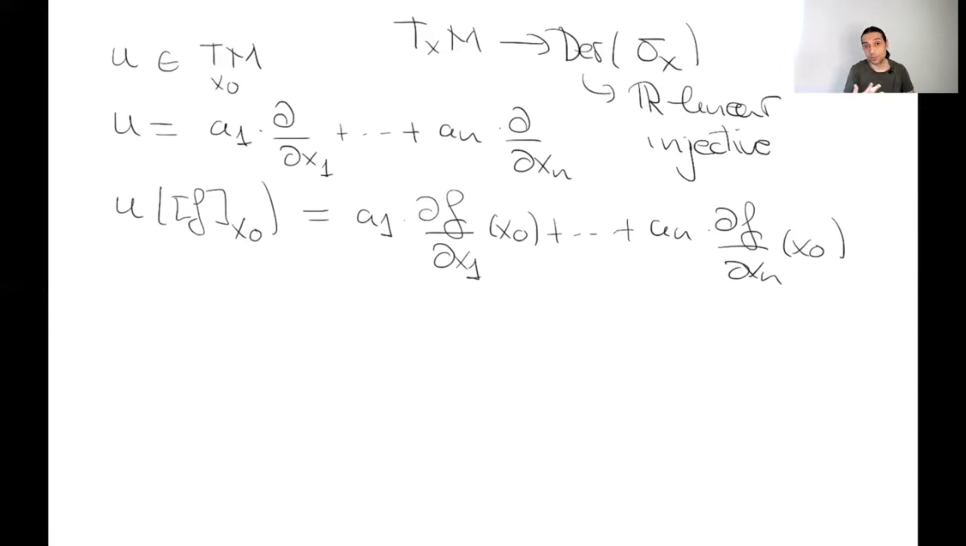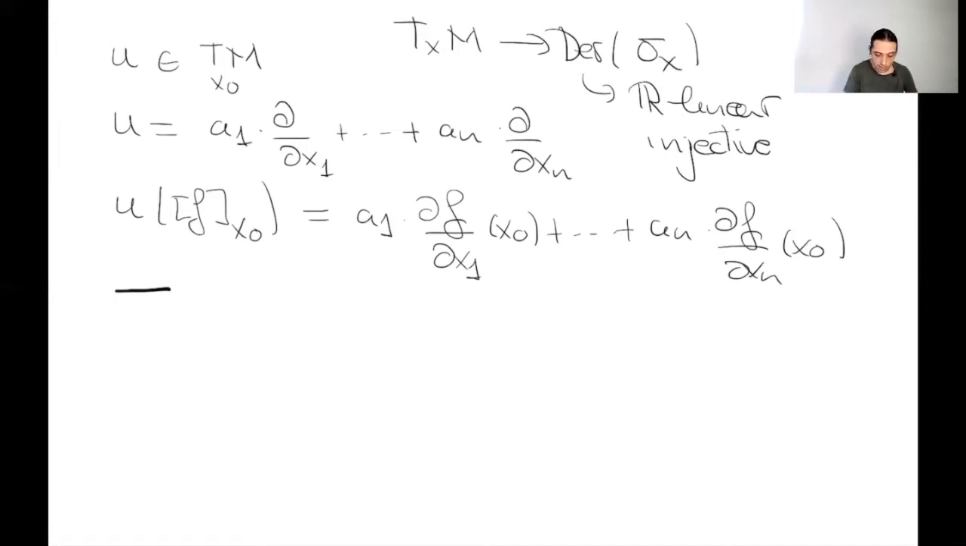But what we need to show now is that it is also surjective, and in this way it is an isomorphism of vector spaces. Okay, in order to do this, what we are going to see is the following.